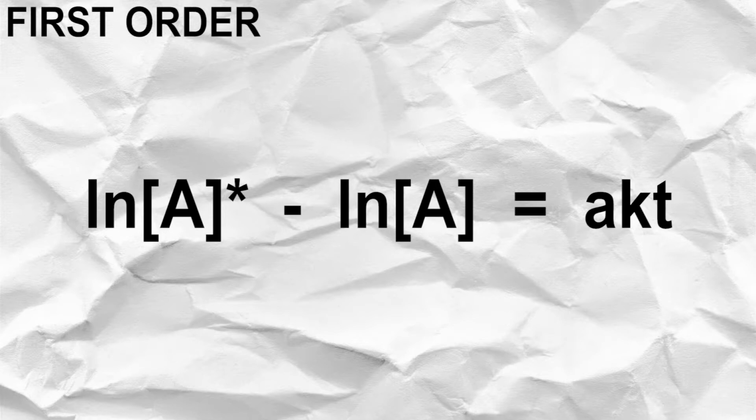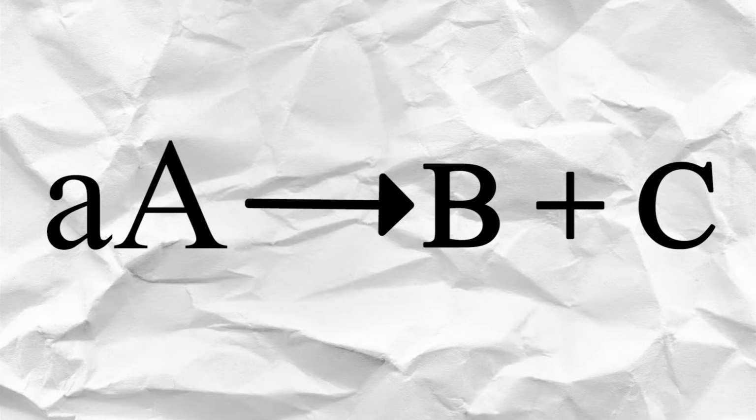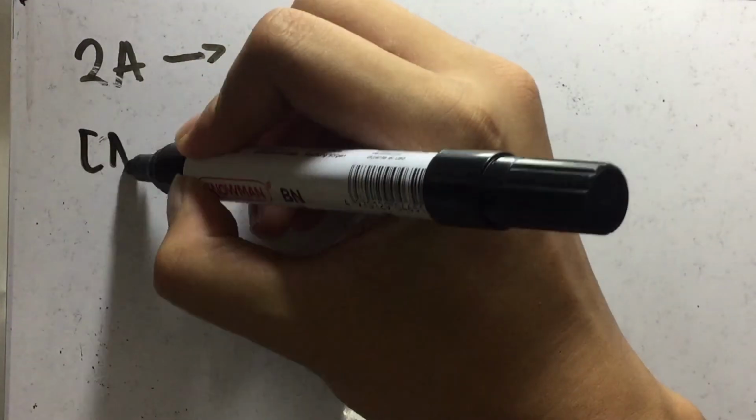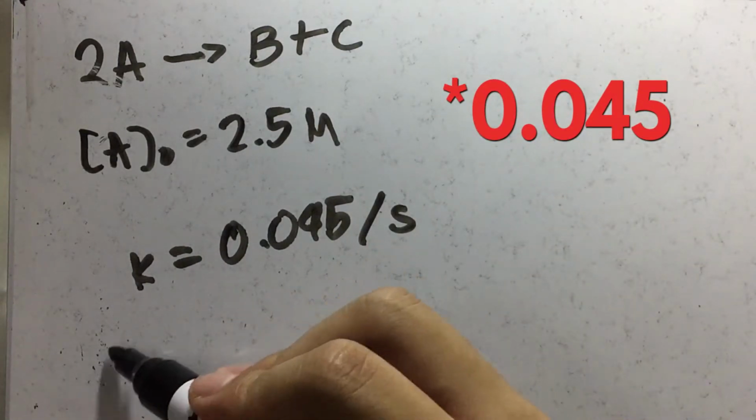Now again, substituting t sub 1/2 for t in the given equation, we can get the formula for the half-life of a reaction in the first order, which would be t sub 1/2 equals ln 2 all over aK. Now let's have an example for the first order. Let's use the previous hypothetical reaction, A dissociating into B plus C. For A's coefficient, we have 2. Now our A naught, or initial concentration, is still 2.5 molars, and the rate constant is 0.05 per second.